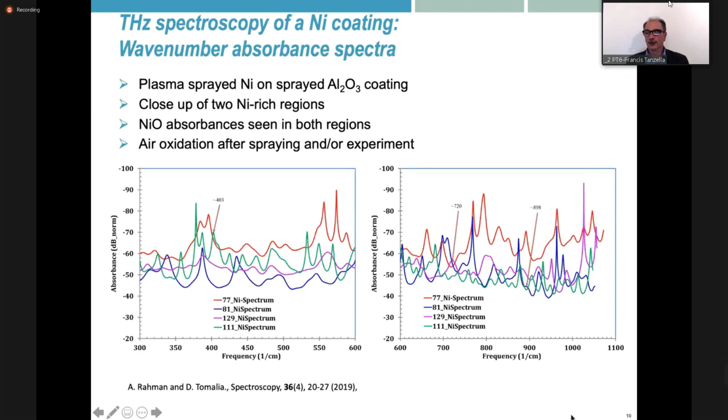These are close-ups of the same data from the previous slide, presented this time in wave number mode. The absorbance peaks are consistent with those reported in the literature for nickel oxide. We predict that the nickel was oxidized after leaving the spray gun and before cooling on the tube.